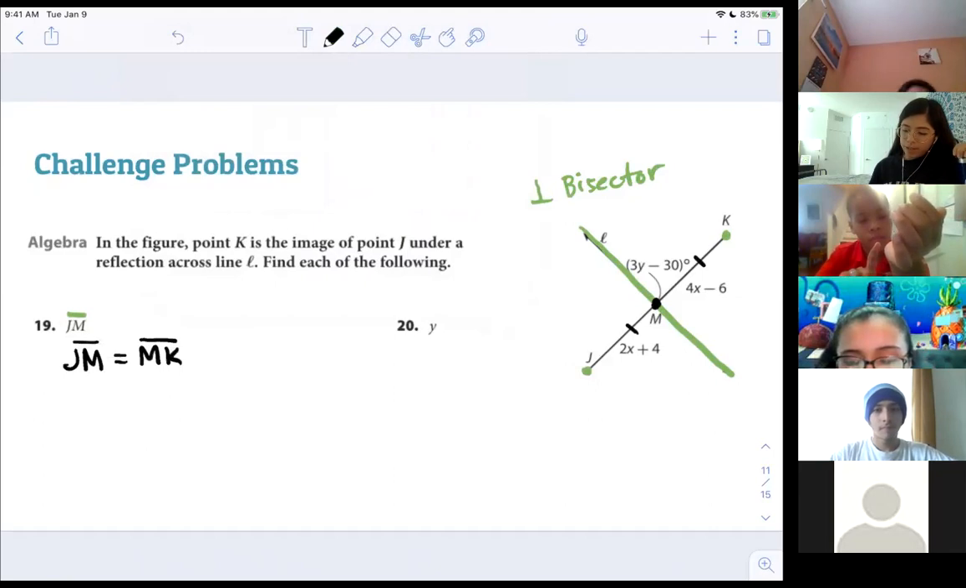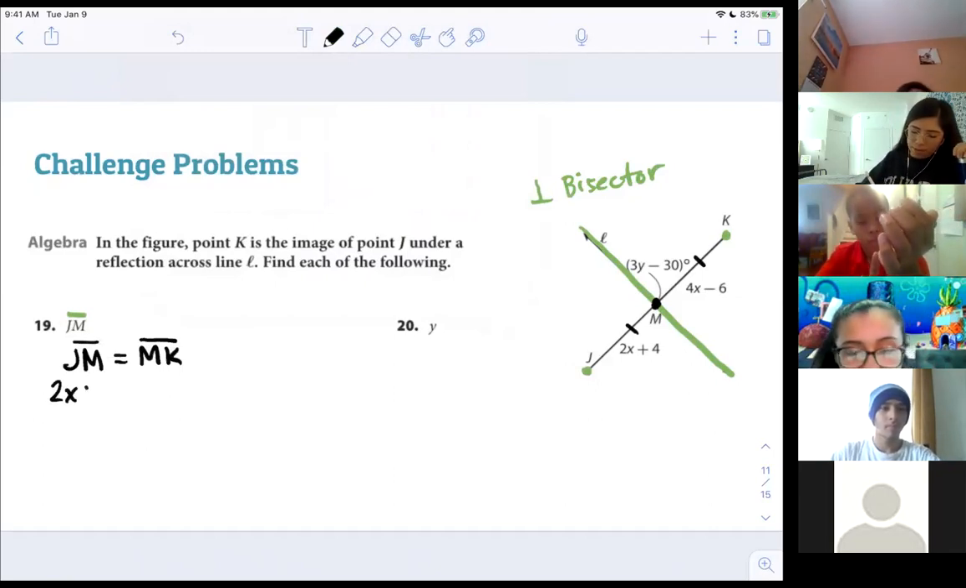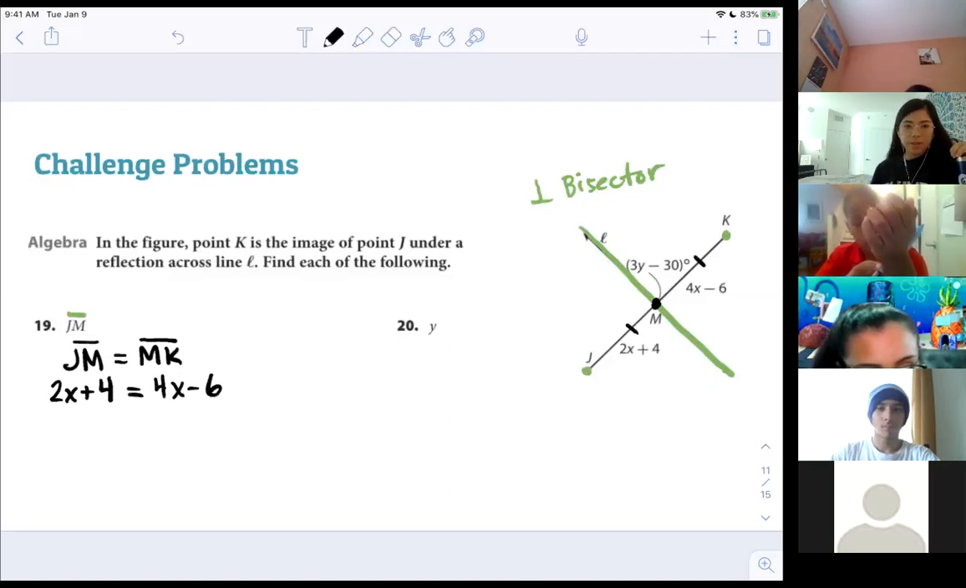And we know, based on the graph, that JM is 2x plus 4 and MK is 4x minus 6. Right? That's just from the graph. So now I can take that information and solve for x using algebra. So let's do that real quick. What do I do first?